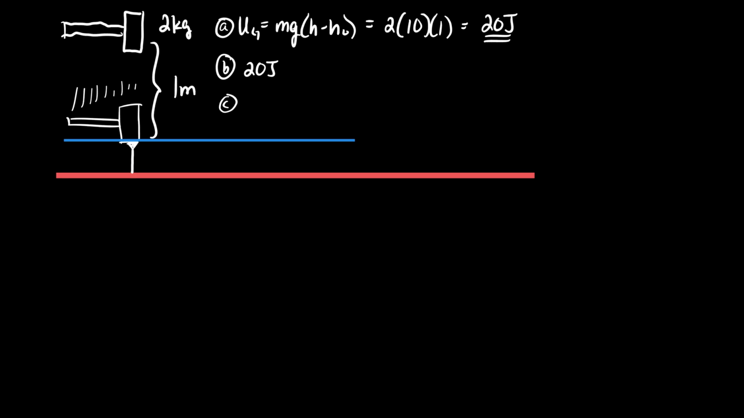So now I'm going to assume we are at the reference level, and that means there's no potential energy, but I probably have kinetic energy there. So this 20 joules has now been converted to kinetic energy. The mass of the hammer is 2, so the velocity is the square root of 20, whatever that is, 4 point something. 4.5.